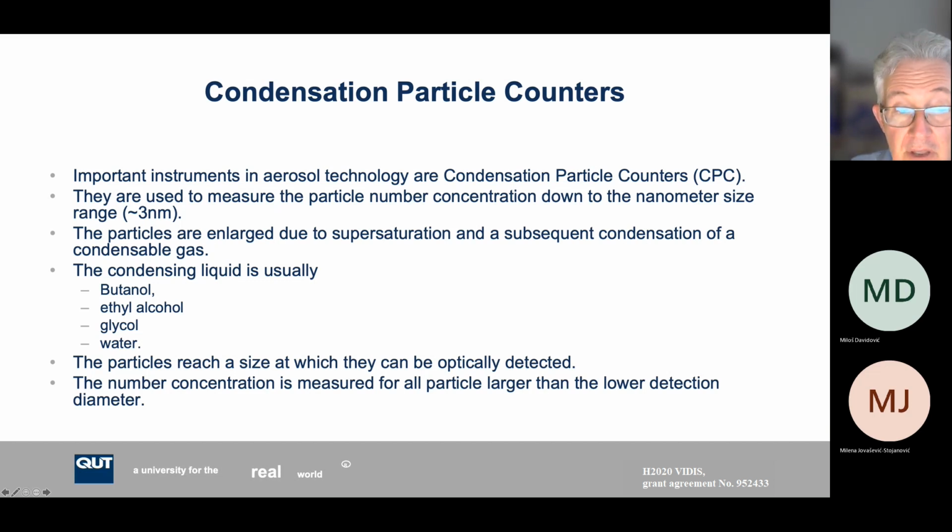That's the vapor that sticks on the particles. They grow and reach a certain size, usually around 1 to 2 microns, and then they're brought into a normal optical particle counter, so they go in front of a laser beam and we count them. The number concentration is measured for all particles larger than the lower detection limit of the instrument. The upper detection limit is determined by the geometry, usually governed by the losses, either gravitational or settling losses in the tubing of the instrument.